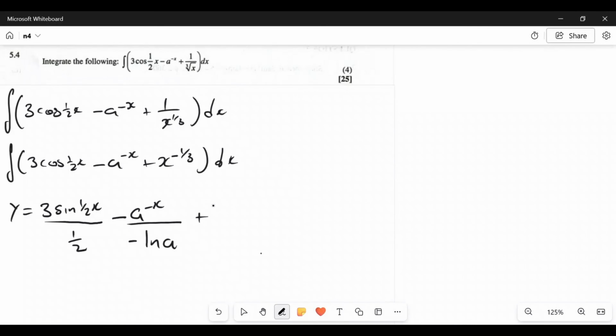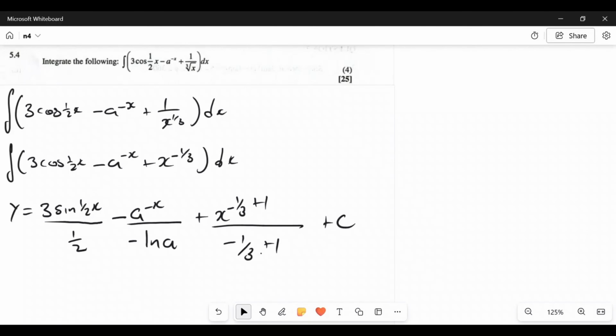The third term, remember when we integrate this, it's very, very simple. It's going to be x to the power of negative 1 over 3. Because this is a standard, we add plus 1. And then we divide by negative 1 over 3 plus 1 plus c there. There we go. Then from there, we start simplifying.